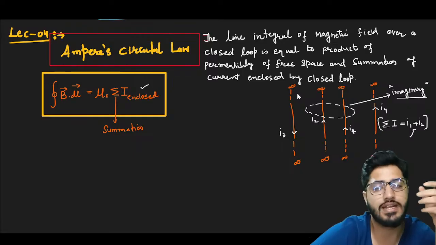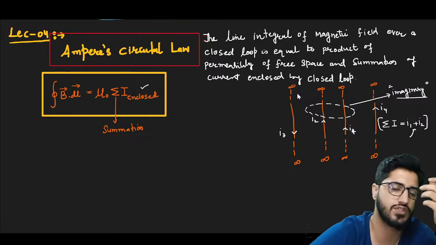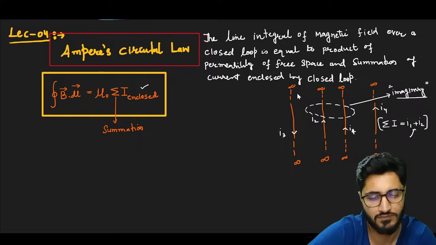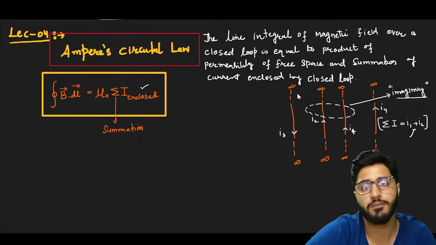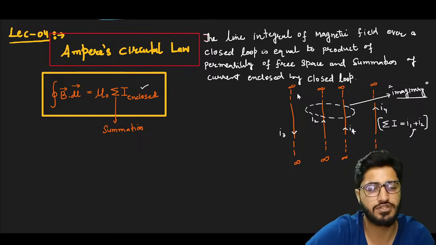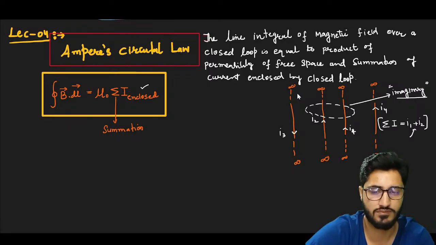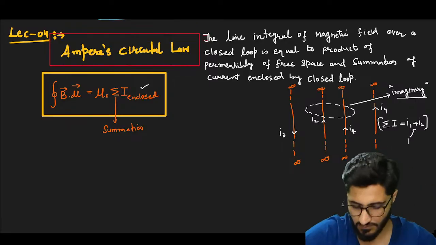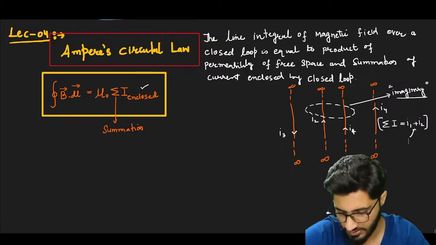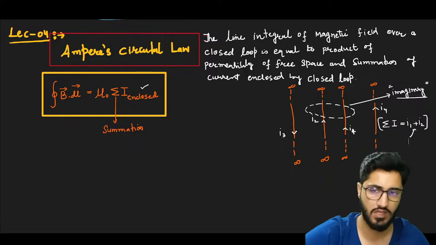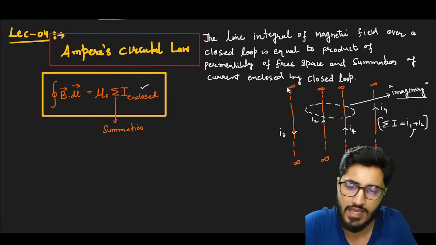We are not going into the depth because we had a very good discussion in Gauss's law. So you can write B dot dl equals mu naught summation of I enclosed. Now, if this is clear to you, let us write the first application of it.